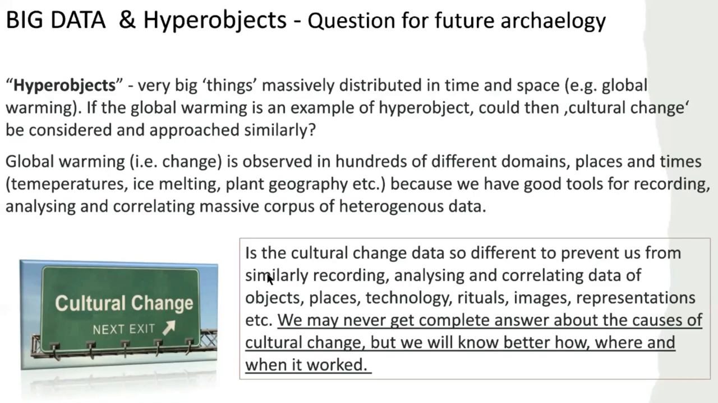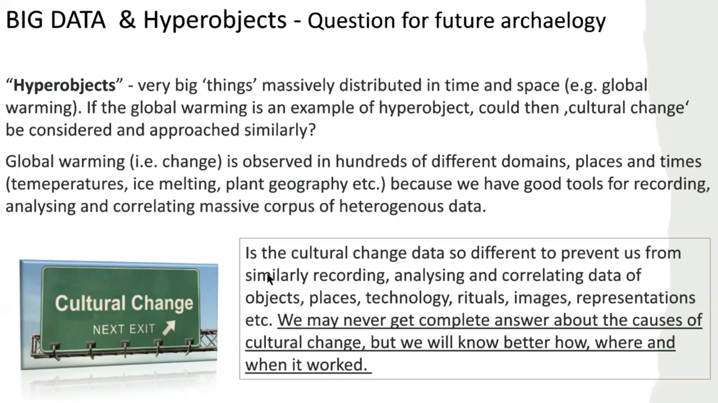But if we are observing at a larger scale, at longer times, we can get these hyperobjects. So if global warming, which is a change, is observed in hundreds of different domains, places and times, so we measure temperatures, ice melting, plant geography, and so on, because today we have good tools for recording all this and for analyzing and correlating a massive corpus of heterogeneous data, then can we say that this could be useful for another kind of change, a cultural change, which was a pivotal and still is a pivotal term in archaeology and also in other sciences.